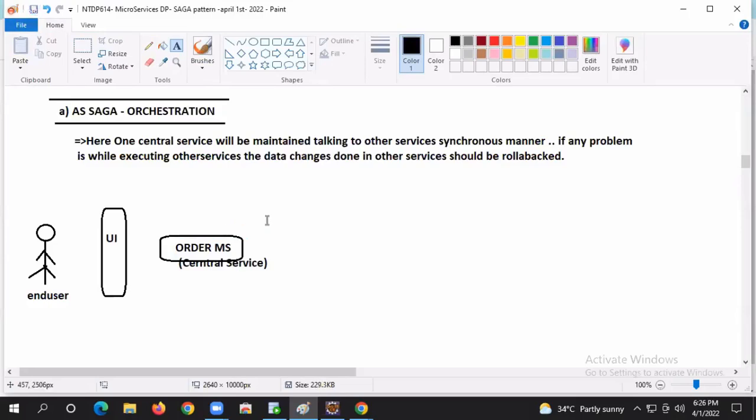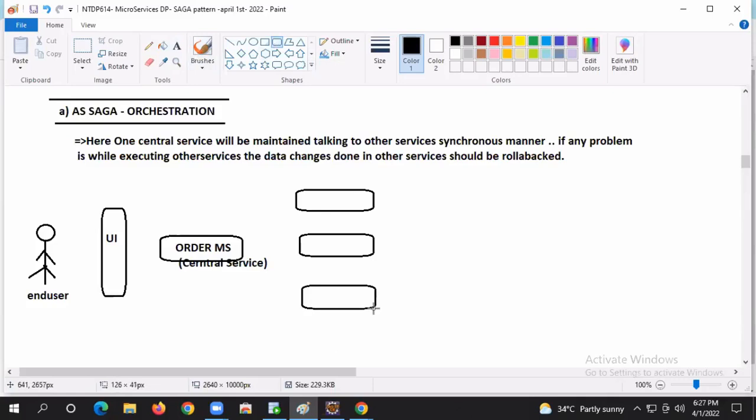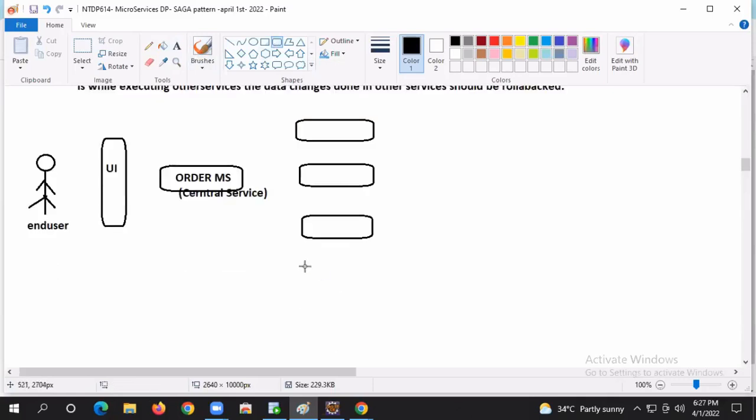Everyone, please concentrate. Order service is talking to which service, guys? Payment service. Order service only will talk to which service? Inventory service. And order service only will talk to which service? Shipping service. Order service only will talk to which service? Recommendation service. Everything is service here, right?